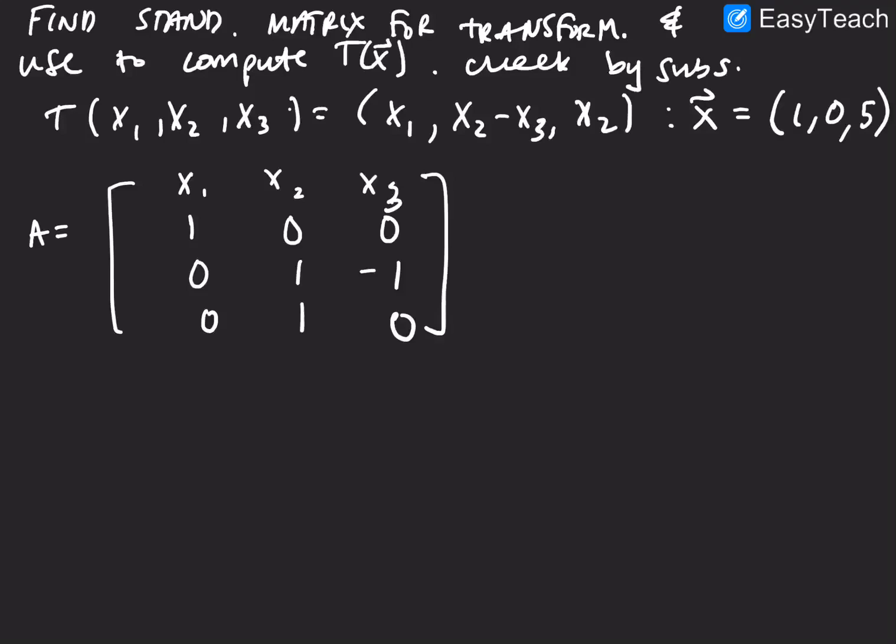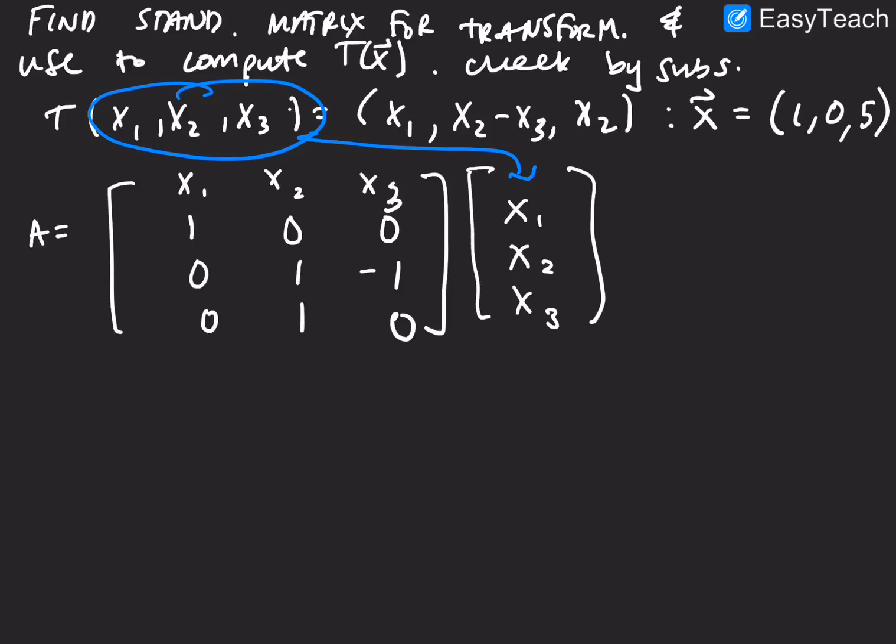That makes sense? Perfect. So that's my standard matrix. And now I'm going to check by substitution. So let's go ahead and see. But before I check, I guess I should point out that I acquired those values by using this, which is basically this, but over here. Okay, so checking, let's check.